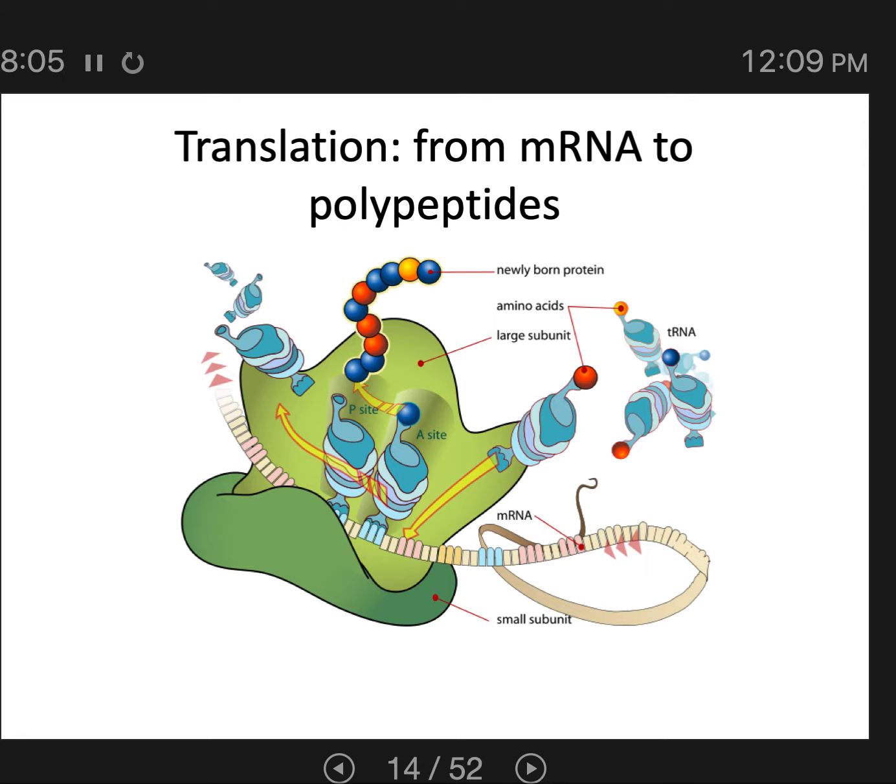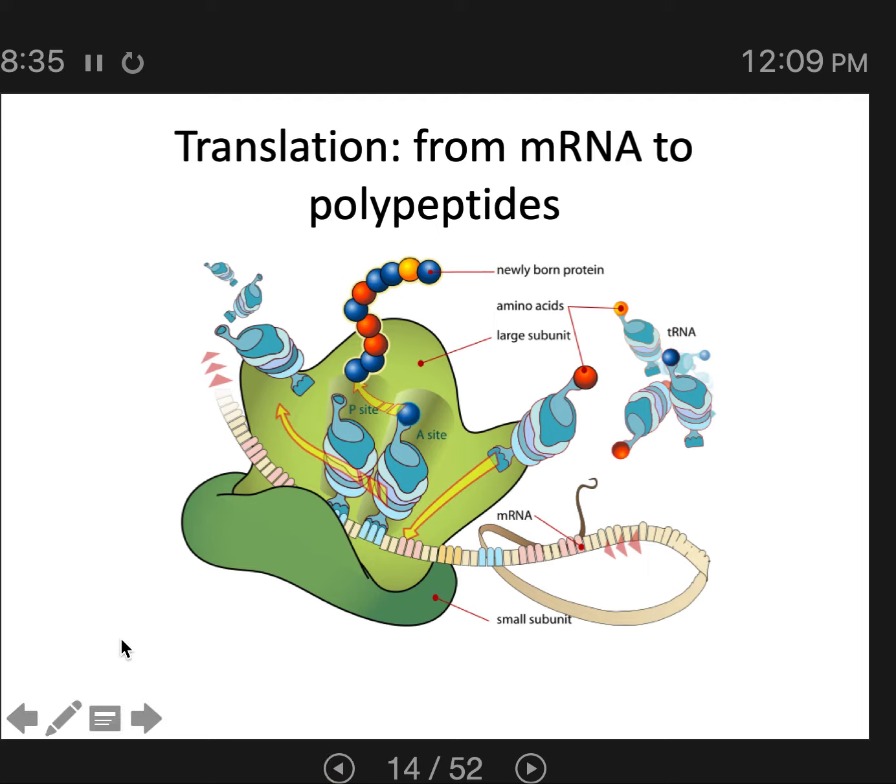Translation. So that was transcription. Remember, transcribing is copying verbatim, same language, word for word. Translation is when you're changing from one language to another, like translating a message from English to Spanish or Spanish to English. Here we're translating a nucleic acid language to an amino acid language. Nucleic acid RNA message to an amino acid protein message. Okay, so we're translating to a different molecule.